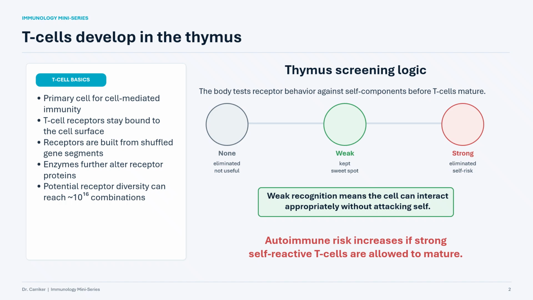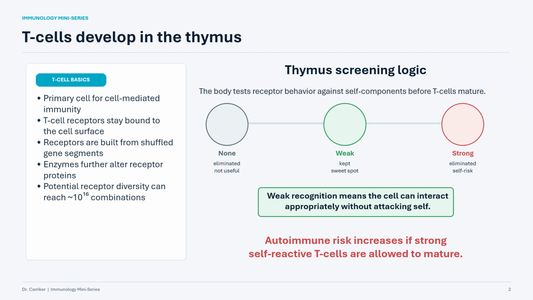receptors. So the body generates an enormous variety of these receptors by shuffling gene segments and modifying them in complex ways, but the result is a tremendous range of possible receptor combinations. Now, the body cannot keep all of these at the same time, so some receptors don't work at all. Others bind too strongly, and if they bind too strongly to our own proteins, that is a dangerous recipe for autoimmune dysfunction. So the thymus becomes the training ground for your T cells.